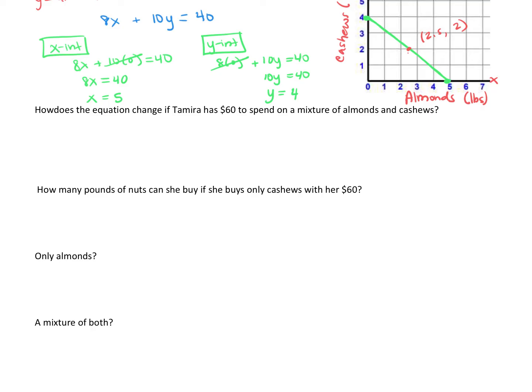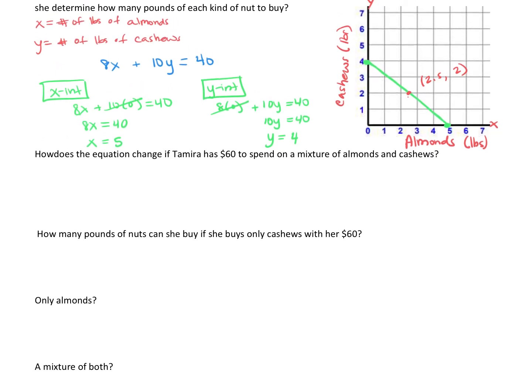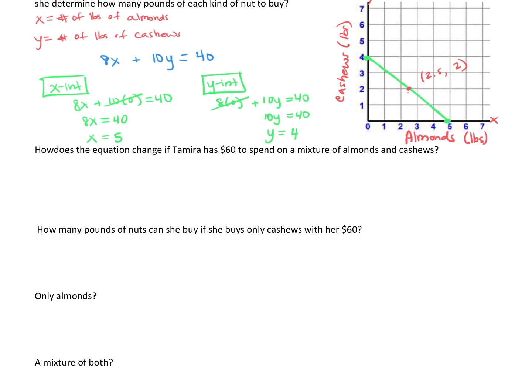How does the equation change if Tamira has $60 to spend on a mixture of almonds and cashews? Well, the almonds and cashews are still priced the same. She just has more money she can spend. We have defined our variables above, so we'll keep that the same. $8 times every pound of almonds plus $10 times every pound of cashews. But now she gets to spend $60. So that's how the equation changes if her total amount she can spend changes.